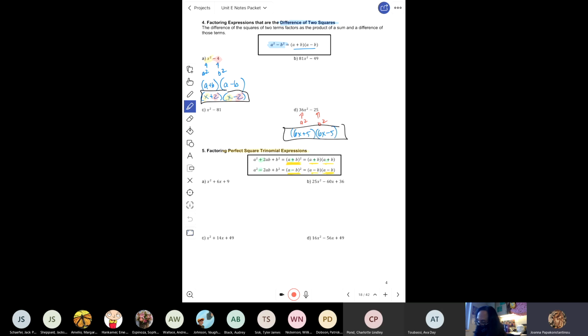If this is minus, these are both minus. The second term, b squared, I mean, the third term b squared, is always plus. We have to be able to recognize these though. So in this case, I can look at the first example and I can say, oh, okay, well, A is X, because I took the square root of X squared, and B is the square root of 9, which is 3. I also recognize that this is a plus, so I know I'm going to use this one.